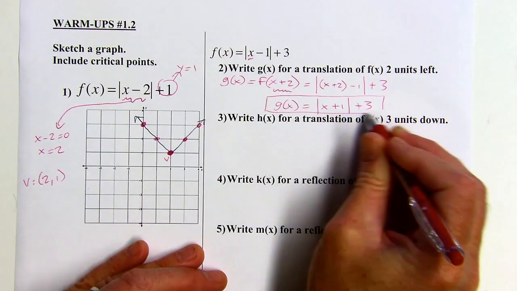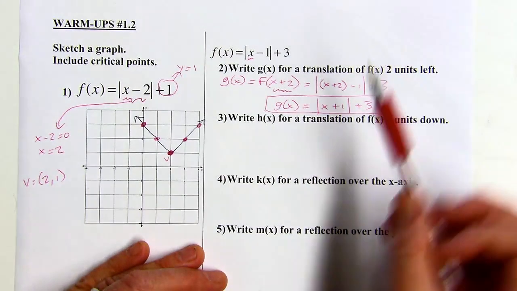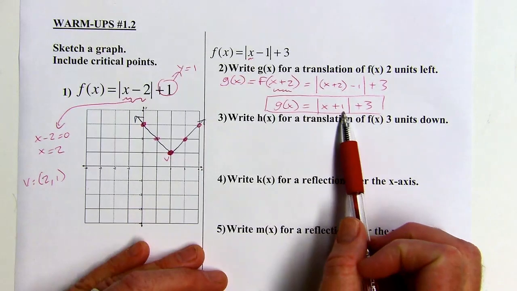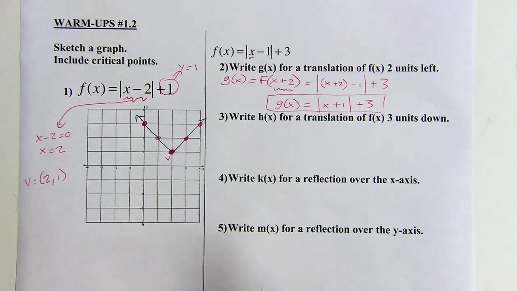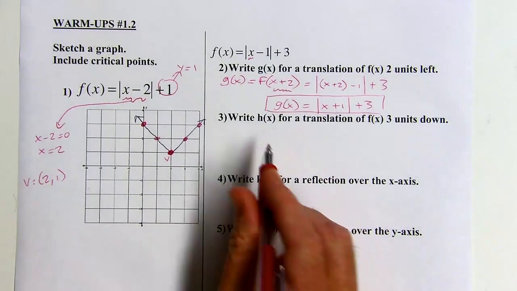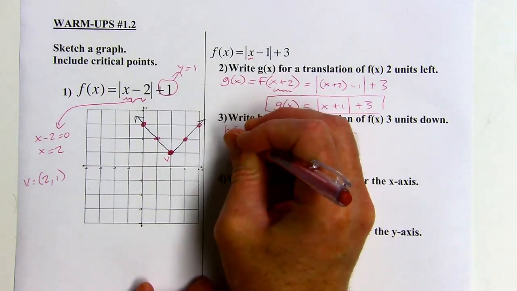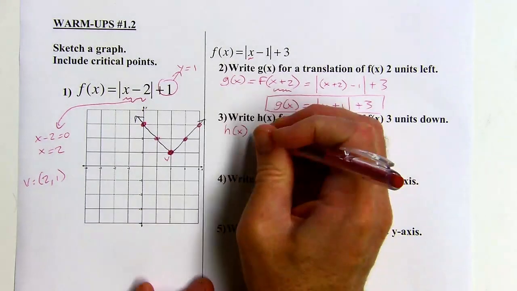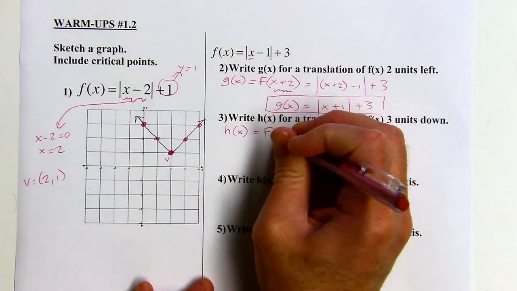And you could test it out. If you found the vertex of this one, it would be (1, 3). This one would have a vertex of (-1, 3), which would be 2 units to the left, right? Okay. All right, let's try h of x for going 3 units down. So I'm going to mess with f of x, but I'm not going to add or subtract to the input.